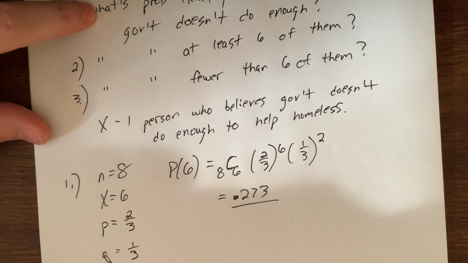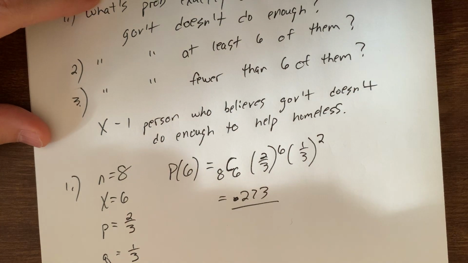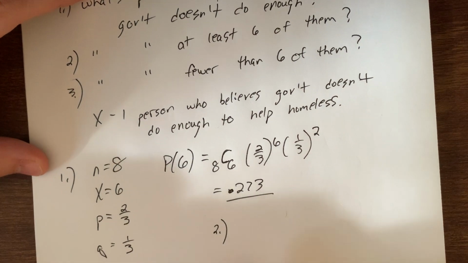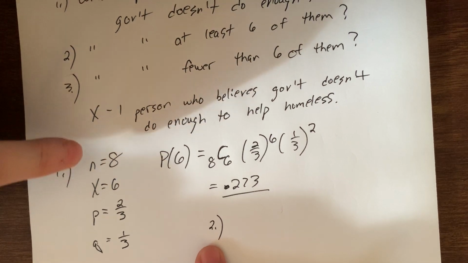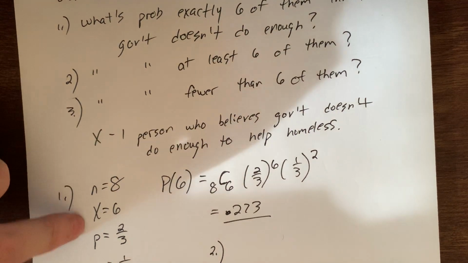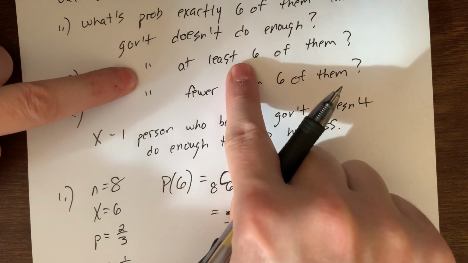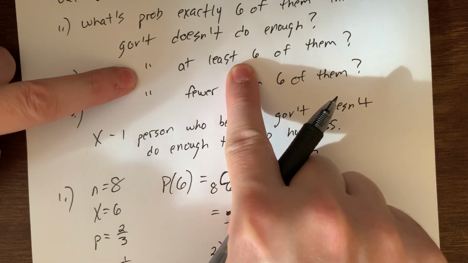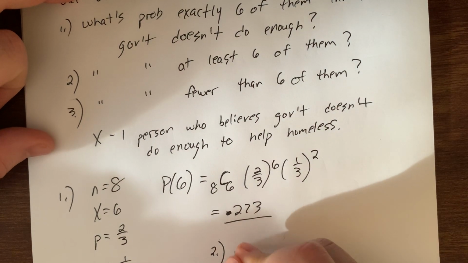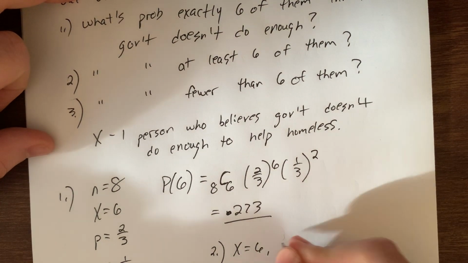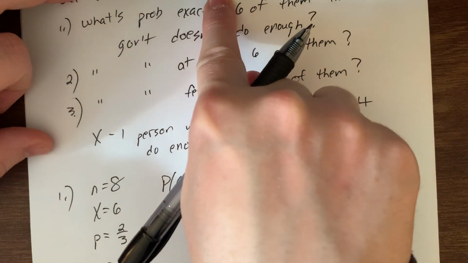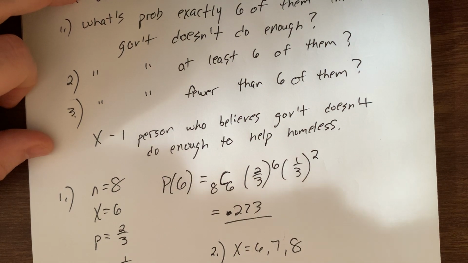Now we want the probability at least 6 out of the next 8 people think the government doesn't do enough. So what's the big difference in problem number 2? It's X. We're still testing 8 people. We're still defining the same success and failure, so these probabilities haven't changed. But that's where the at least comes in. At least 6. If you need at least 6 people, well, what satisfies? Well, getting 6 people would satisfy, but so would getting 7. So would getting 8. I'm not going to go more than 8 because I'm only testing 8 people, but that's the idea of at least.